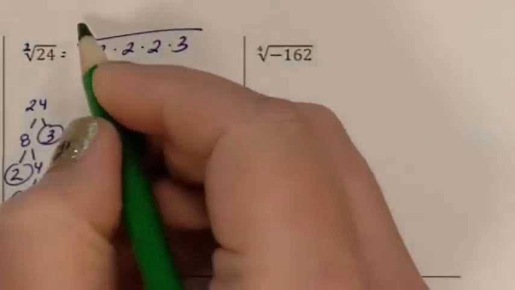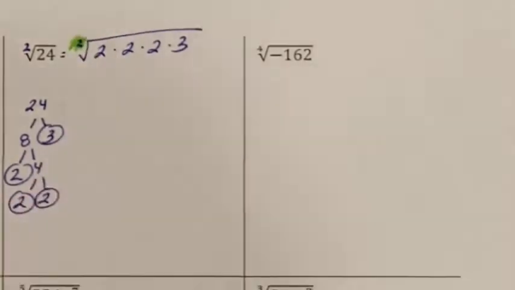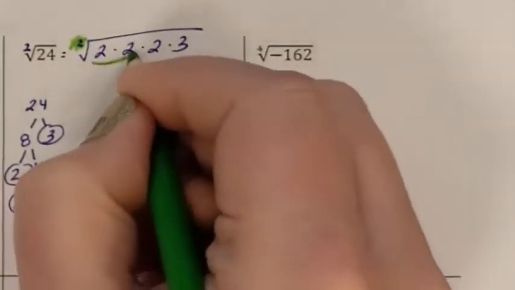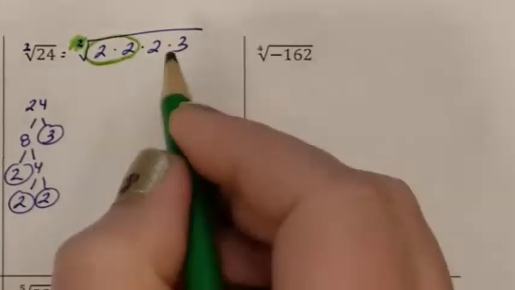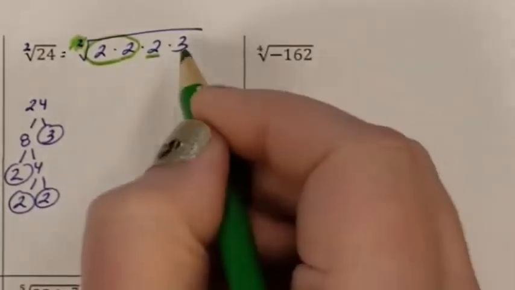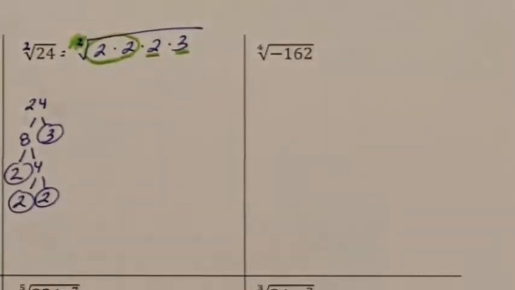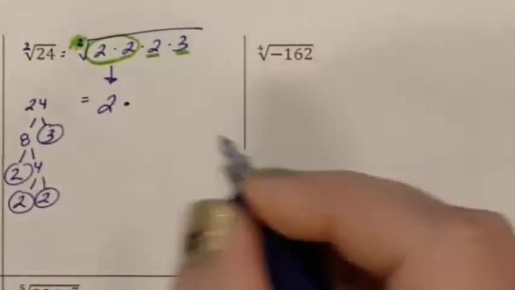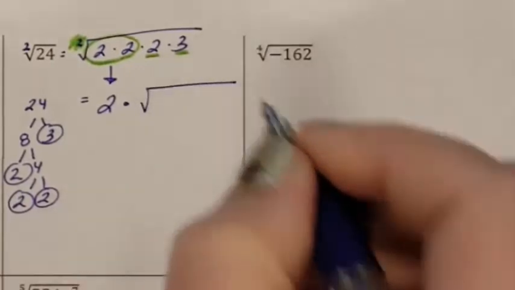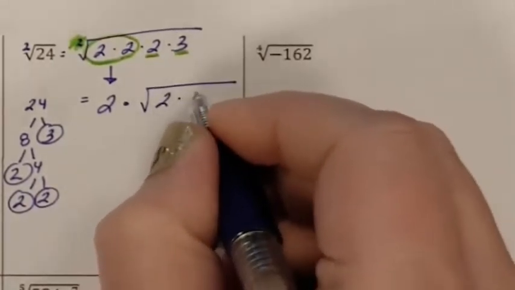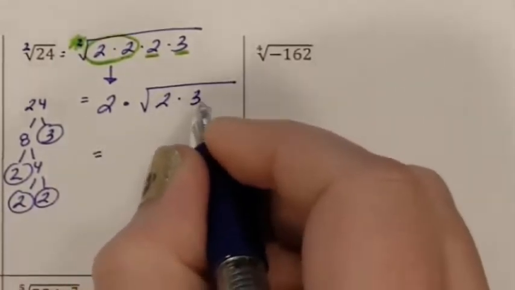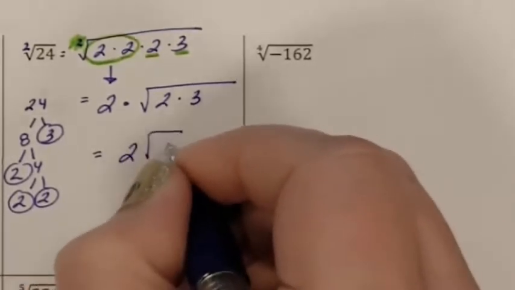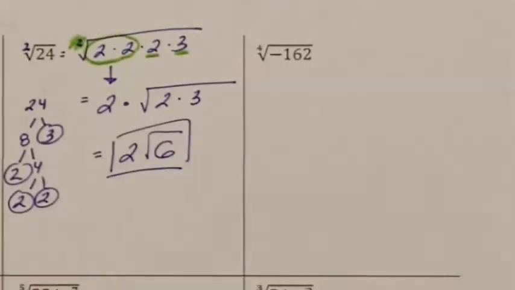Because my root is a 2, I'm looking for groups of 2. So these got to pair together in a group of 2. This 2 has nobody to group with, and this 3 has nobody to group with. So they stay inside. So this 2 got to escape prison. Inside my square root is left that 2 and that 3. 2 times 3 is 6, so I have 2 times the square root of 6 as my final answer.